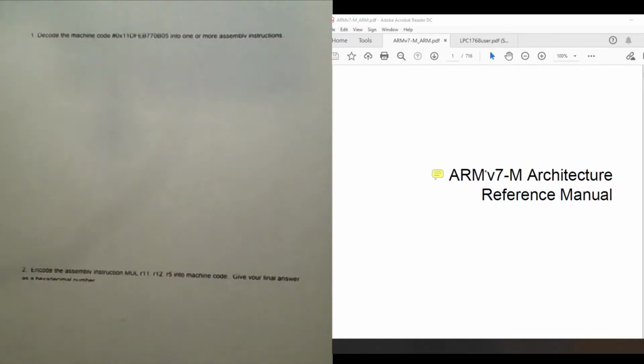Okay, so let's go through some solutions to these practice problems. This is hopefully going to be helpful for preparing for the exam. We're starting off with a decode the machine code instruction into one or more assembly instructions.